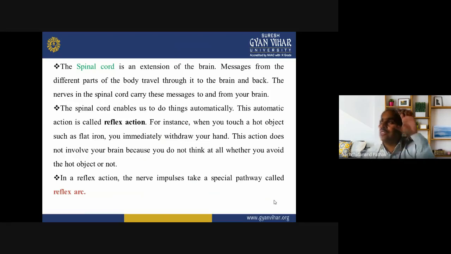So the spinal cord is just the extension of the brain, which sends signals to the brain and then receives commands from the brain. The nerves in the spinal cord carry these messages to and from your brain. The spinal cord enables us to do things automatically. This automatic action is called reflex action. For instance, when you touch a hot object such as a flat iron, you immediately withdraw your hand. This action does not involve your brain because you do not think at all whether to avoid a hot object or not.